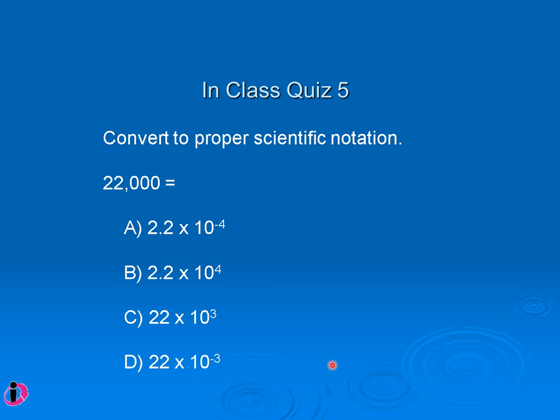Another example. $22,000. So it will be 2.2, and you move the decimal point 4 positions to the left, right? Because the decimal point is right after the last 0. So it will be 2.2 times 10 to the power 4. The right answer is B, right?